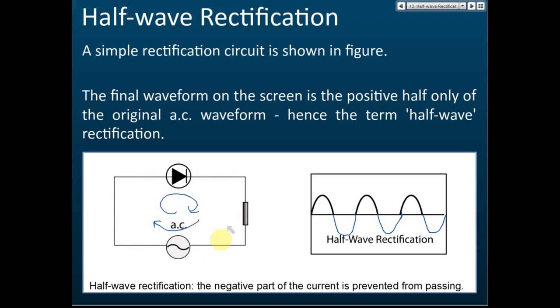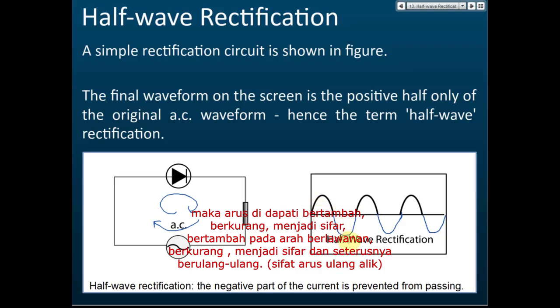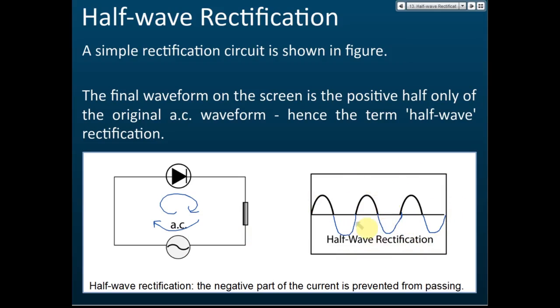So the current flows clockwise, anti-clockwise, and the display of the cathode ray oscilloscope is like this. The current actually increases, decreases, becomes zero, increases again, decreases to zero, and so on. So this is alternating current. This occurs if there is no diode. If there is a diode, then there's another story.